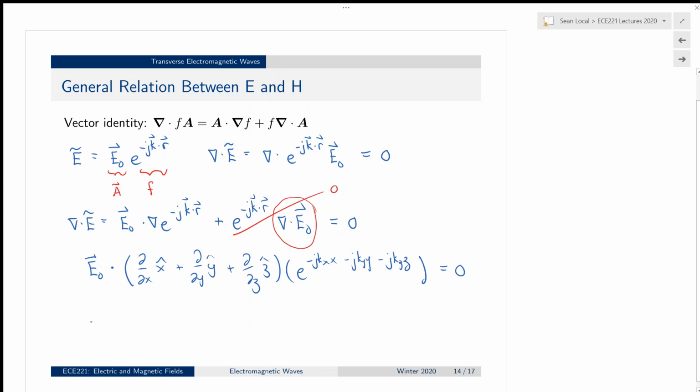Well, this gradient operation is quite easy for us to evaluate, because when we take this exponential function in parentheses on the right and take the partial derivative with respect to x, only the minus j k sub x times x term comes down, right? So we're going to end up with a minus j k sub x, x hat for the first derivative. Similarly, for the second term, only the minus j k sub y times y term will come down and attach to the unit vector. And same for the k sub z times z term.